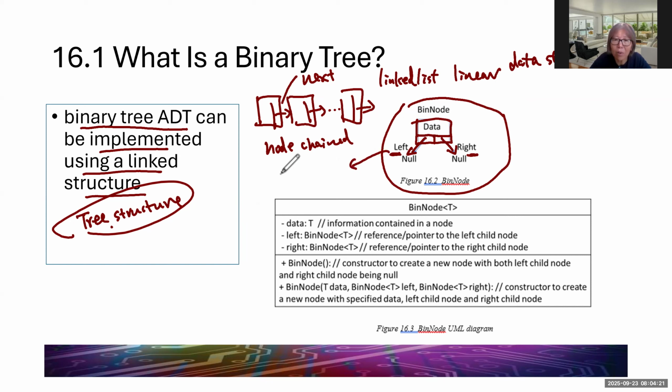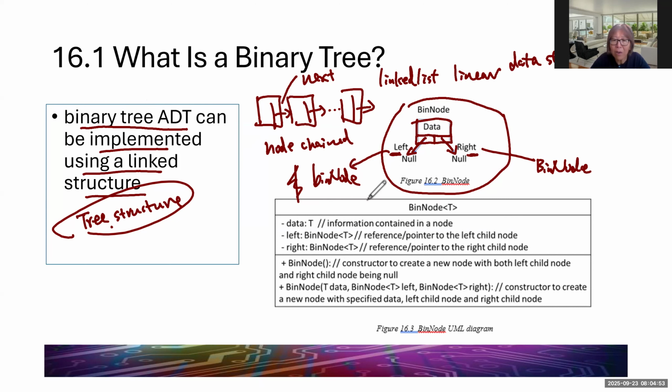So the left pointer points to another bin node, and the right pointer is also another bin node. They point to some other bin node to connect the left subtree and the right subtree. So that's how we implement a binary tree using a linked data structure.